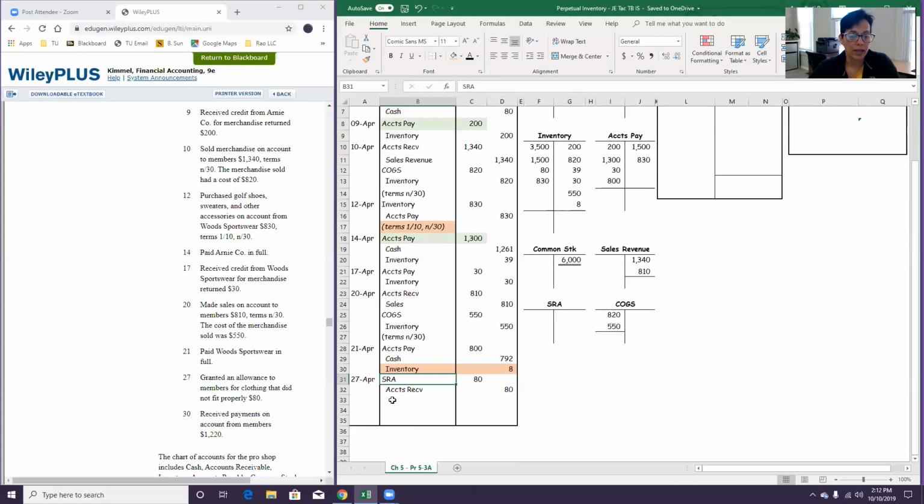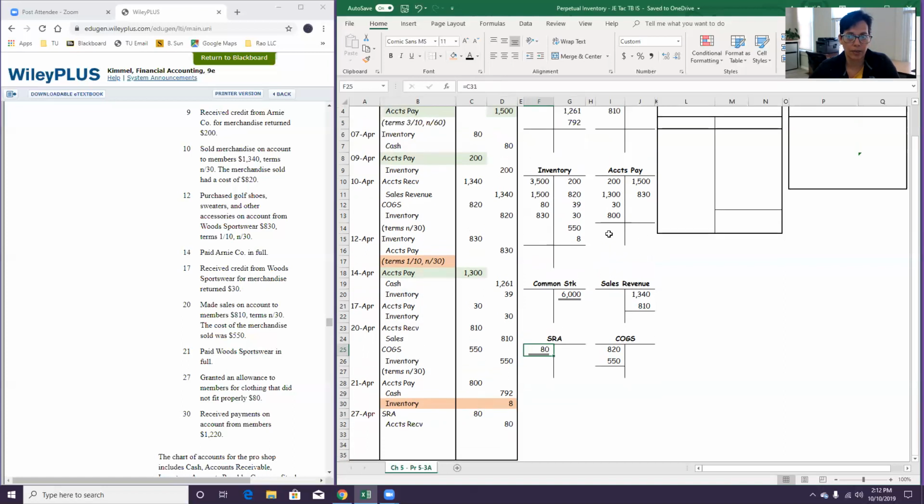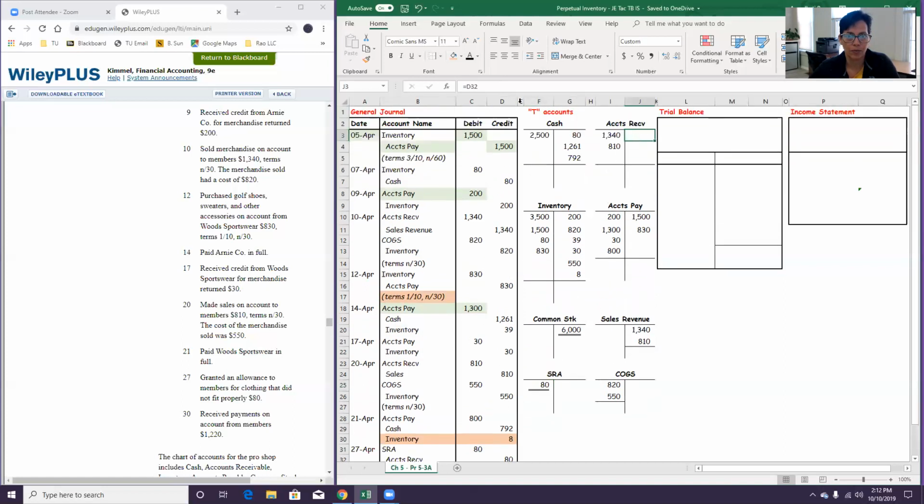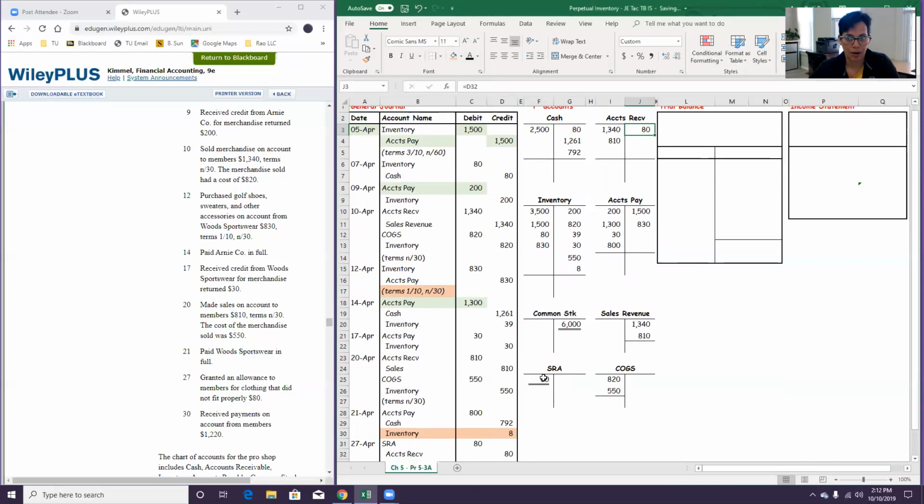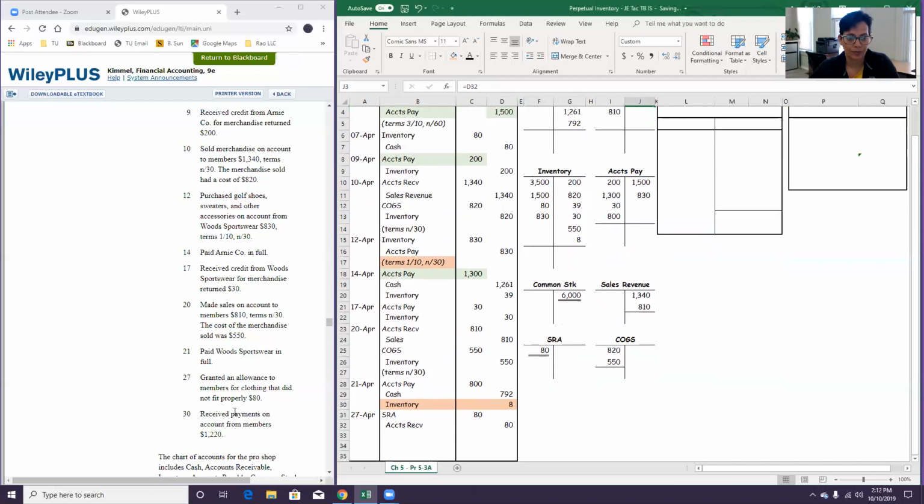So do I need to debit inventory? No, I don't, because it never came back to me. The customer did not return the inventory to me. They kept it. I just gave them a discount. So let's post it. Sales return allowance debit, and revenue is a credit account. So sales return allowance has to be a debit account. The purpose is to reduce the account. And accounts receivable credit, well, my accounts receivable over here, and that's going to get credited $80.